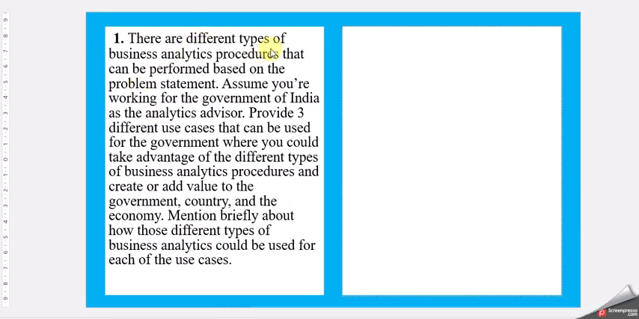First question, there are different types of business analytics procedures that can be performed based on the problem statement. Assume you are working for the government of India as an advisor. As an analytics advisor, provide three different use cases that can be used for the government where you could take advantage of the different types of business analytics procedures and create or add value to the government, country and the economy. Mention briefly how these different types of business analytics could be used for each of the use cases.